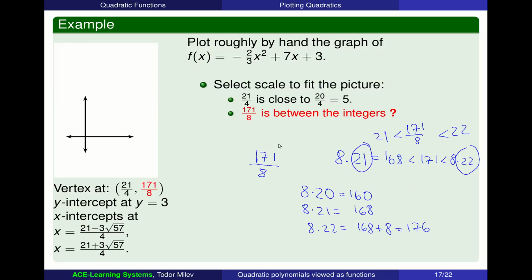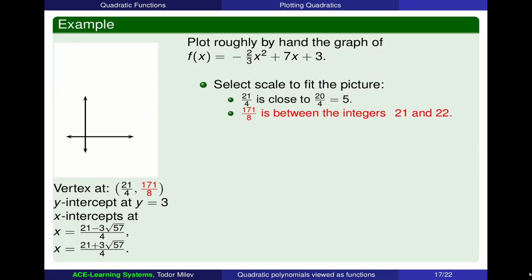So 171 eighths is between 21 and 22. Once again, I'm not using a calculator. I'm doing these computations by hand. So, for the vertex of my parabola, its x-coordinate is 1, 2, 3, 4, 5 ticks away from the origin, approximately 5 units, and its y-coordinate is approximately 20 units.